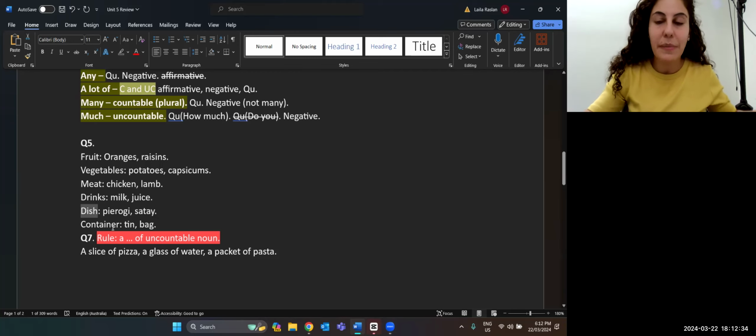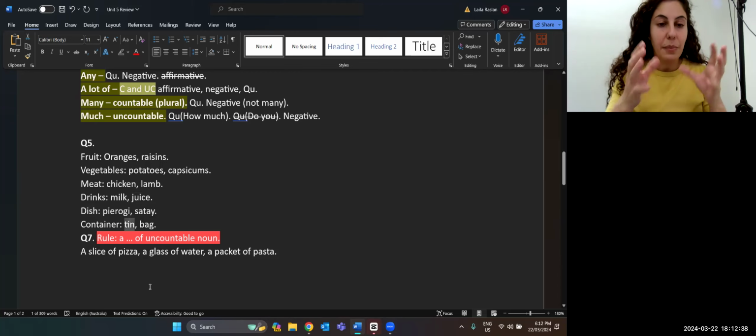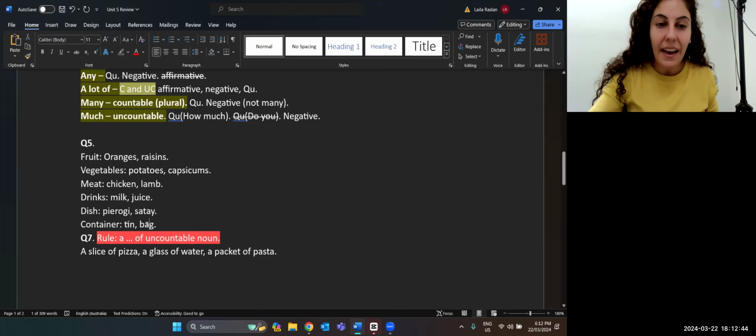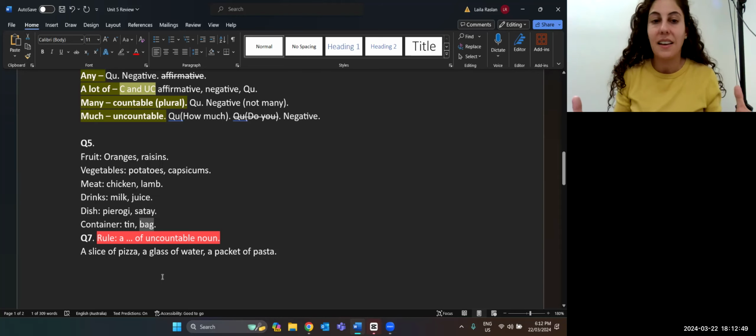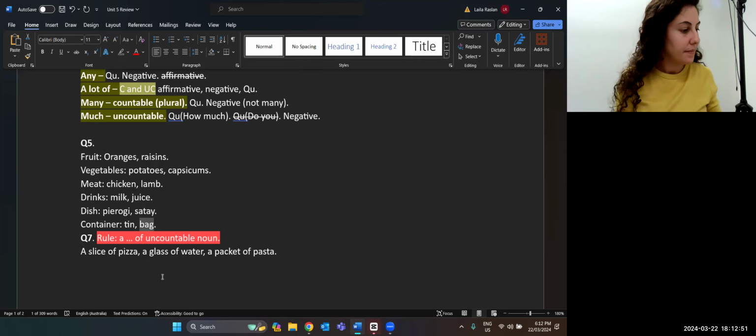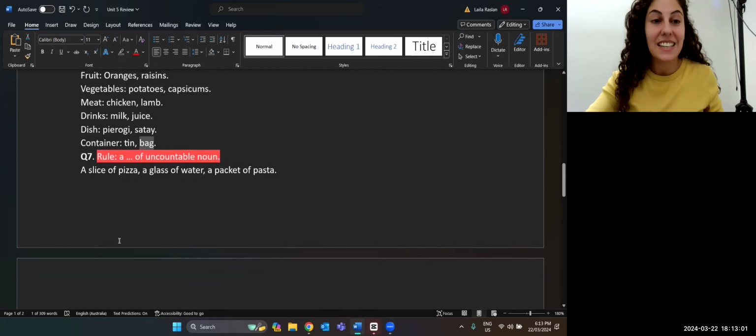And a container means something that you put something in. So a tin is made from aluminium. You've got like a tin of sardines, a tin of tuna. And a bag is more like a bag of potatoes, a bag of rice, a bag of chips. Okay, then we had slice, glass, packet, and tin.